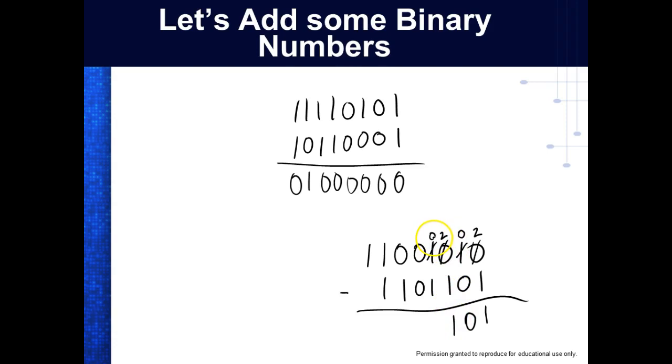Can't borrow from this. What do I need to do? I need to come all the way up here. It's going to make this a 0, right? It's going to make this a 2. Borrow from 2, it's going to make it a 1. Makes this a 2. Borrow from that, makes it a 1. Makes this a 2. Everybody okay? 2 minus 1 is 1. 1 minus 0 is 1. 1 minus 1 is 0. What do I have to do right here? Makes this a 0, makes this a 2, and there it is.